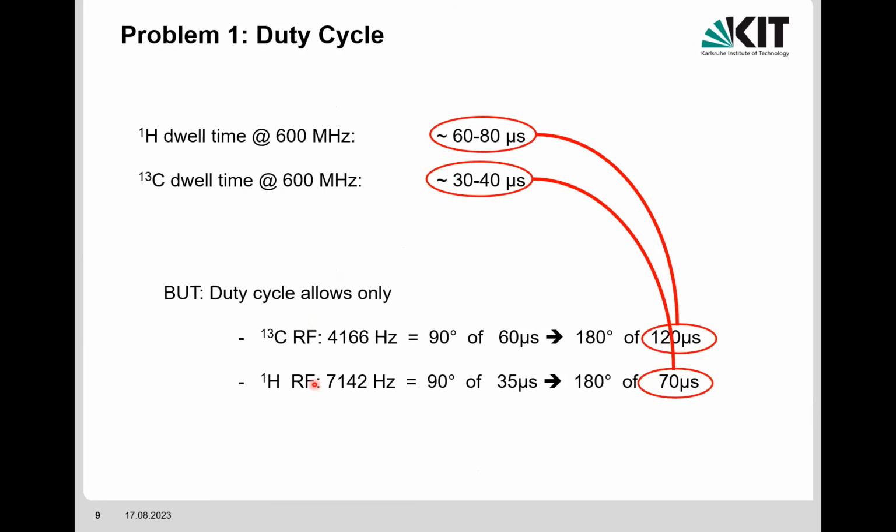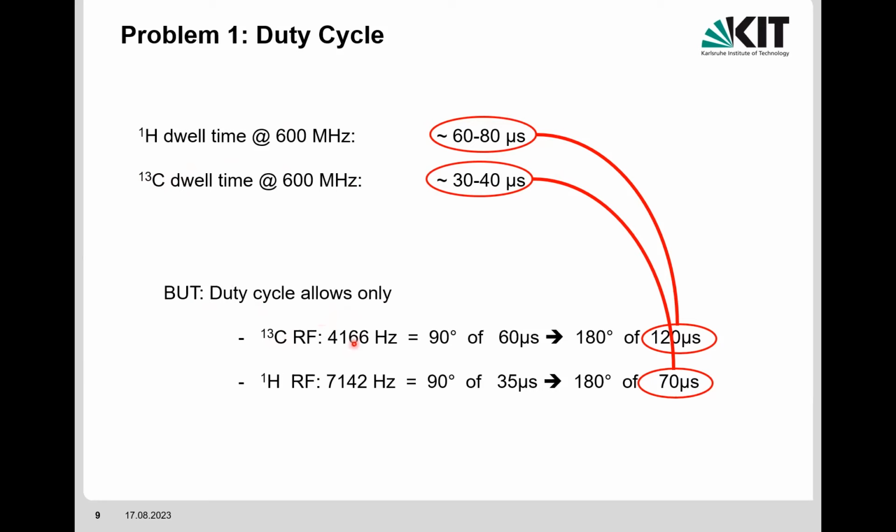The first problem is the duty cycle. We cannot apply infinite amounts of RF energy into our probe. So when we look at 600 megahertz, for example, then we have typical proton dwell times of 60 to 80 microseconds. On the other hand, if we acquire a carbon 1D, we have, let's say, 30 to 40 microseconds dwell time. On the other hand, the manufacturers tell us that there's a maximum amount of RF energy that we are allowed to put in the system before the probe head breaks.